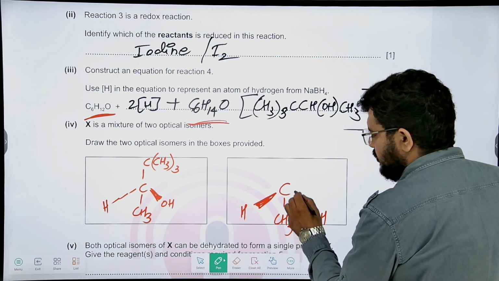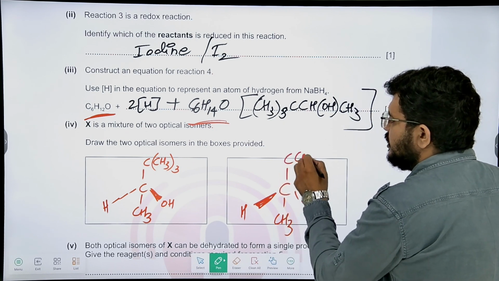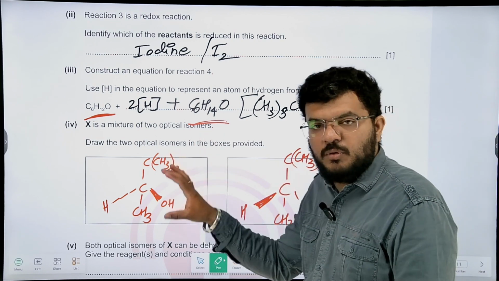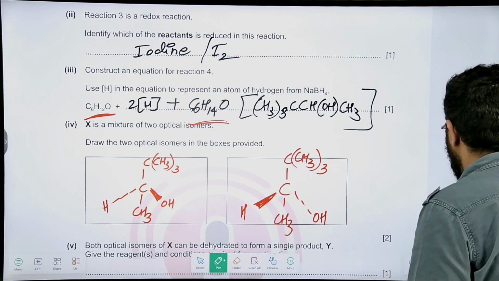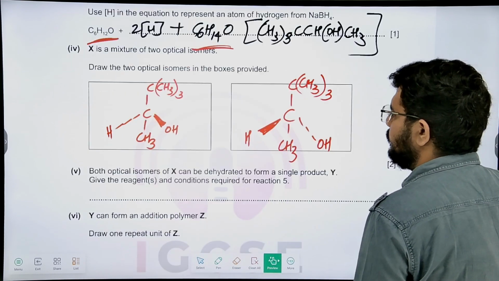C(CH3)3 over here. Please draw it inside the box, okay? Make sure that your diagram is inside the box. But this is the answer.